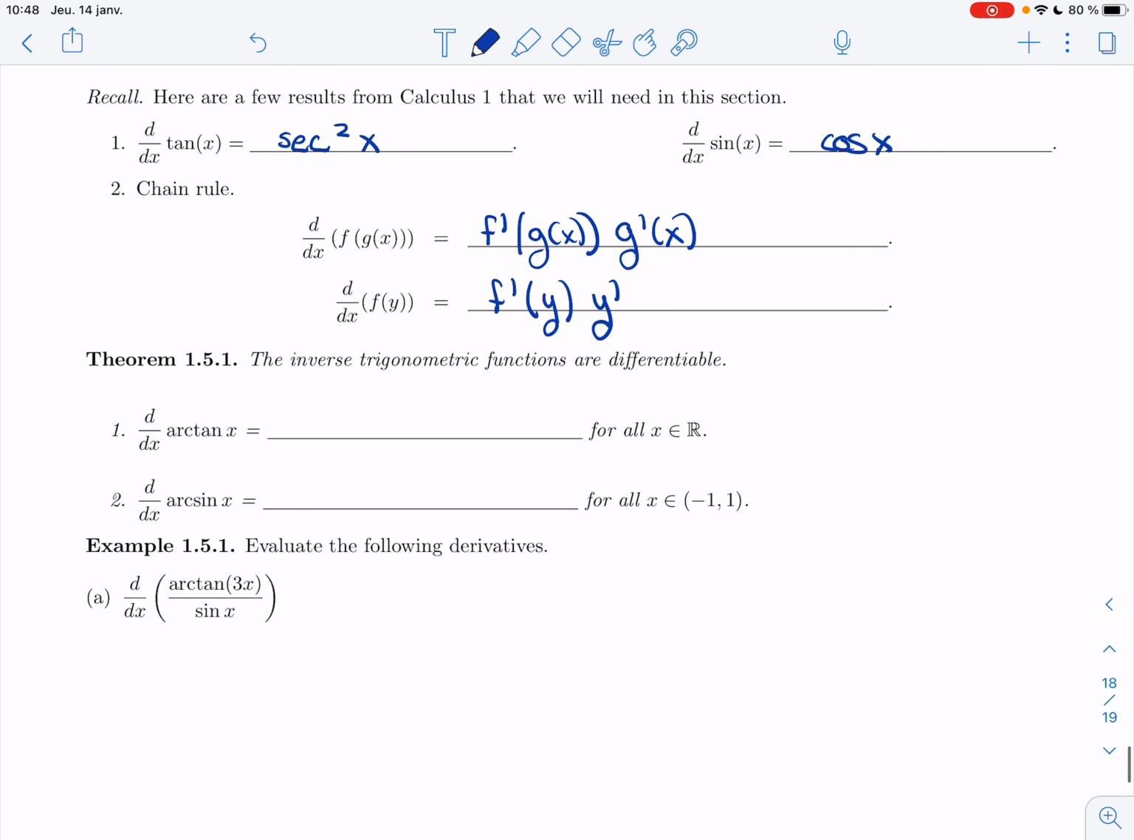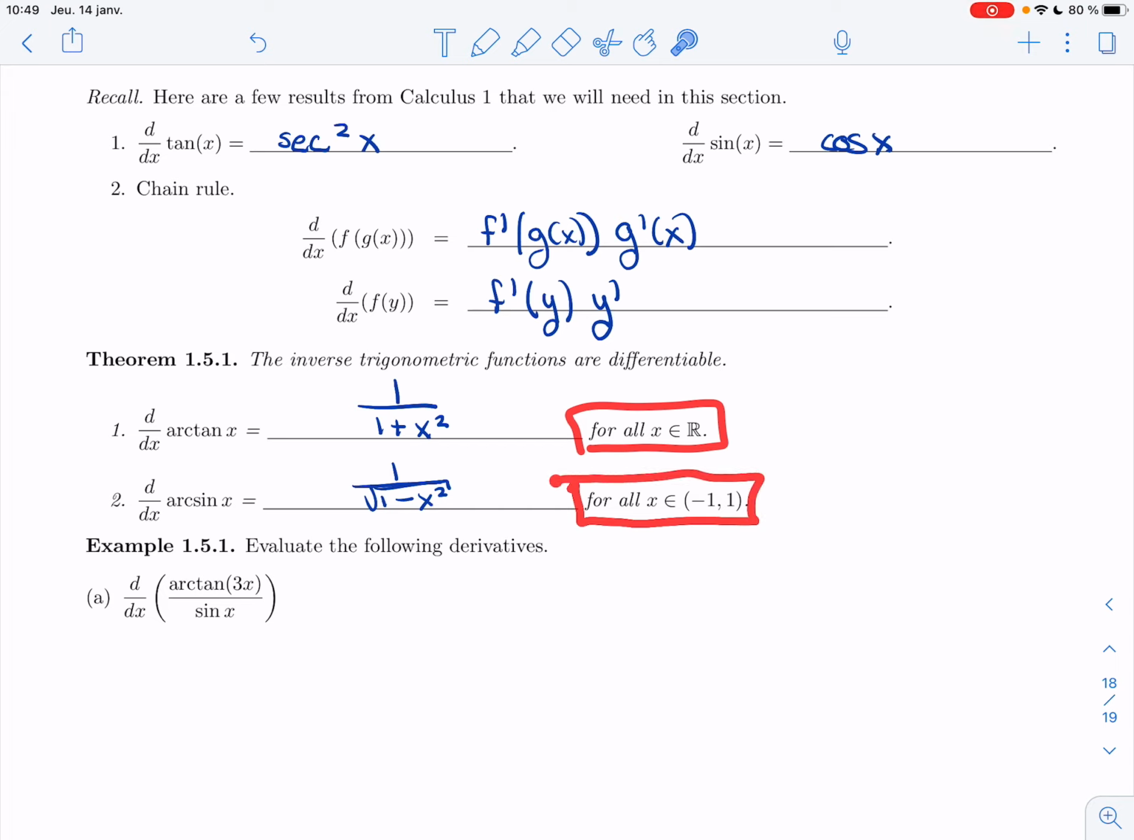All right, so let me give you the derivative of arctan and arcsine, and then we'll do examples. So the derivative of arctan is 1 over 1 plus x squared. The derivative of arcsine is 1 over square root of 1 minus x squared. That first one is true for all x in the domain. The second one is true for all x in the interior of the domain. At minus 1 and 1, you wouldn't find a derivative. In fact, this doesn't make sense for minus 1 and 1.